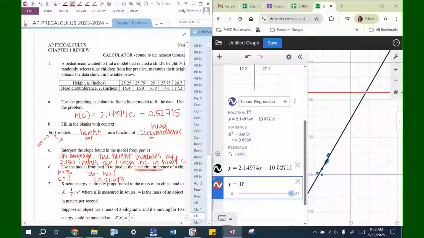21.643. Now, is that feasible? I don't have a tape measure to see what my current adult head circumference is, but I have a feeling it's not a linear relationship. It makes sense that your head circumference does not continue to grow as quickly as your height. So I have a feeling it tapers off. This is probably like some crazy basketball head or something. But anyway, this is what the model says.